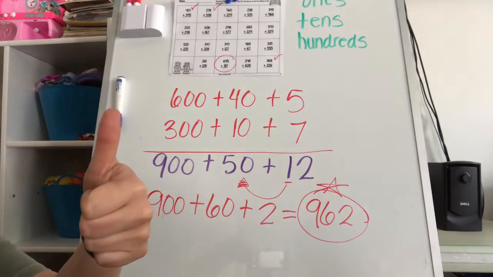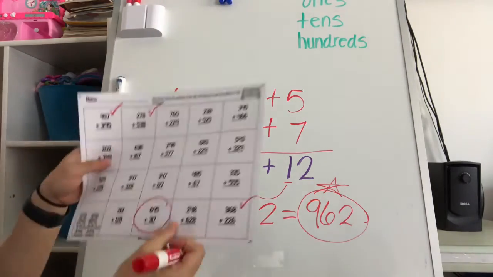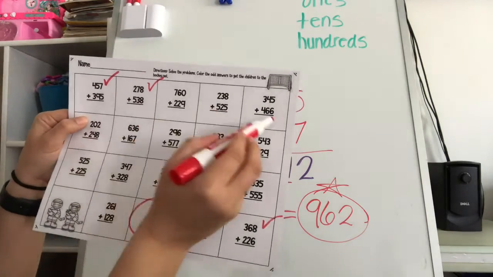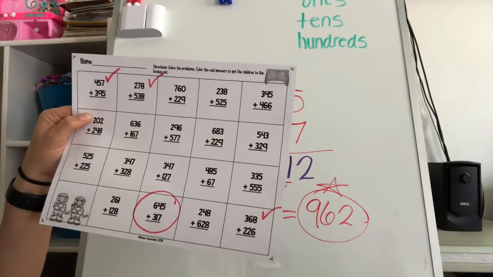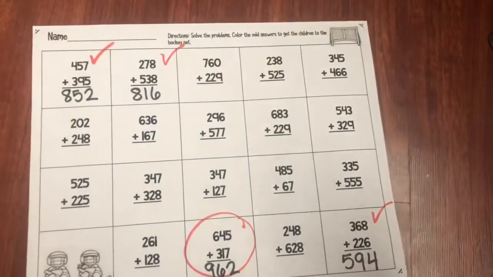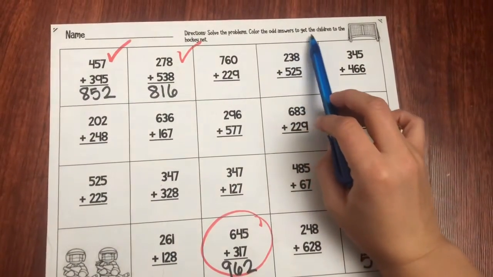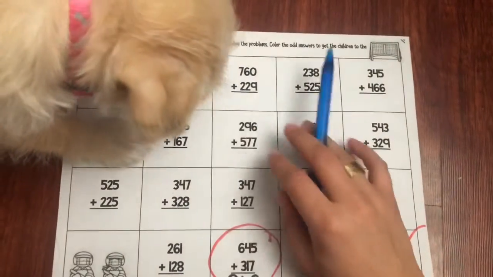Please make sure to give yourself a star. Great job, second grade. We've completed 4 questions together, second grade. Nice job. That means you only have 15 questions to answer by yourself. You got it. When you are finished solving all your problems, then you can go back to do the part that says to color the odd answers to get the children to the hockey net.